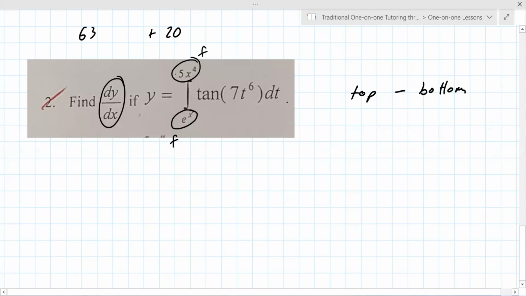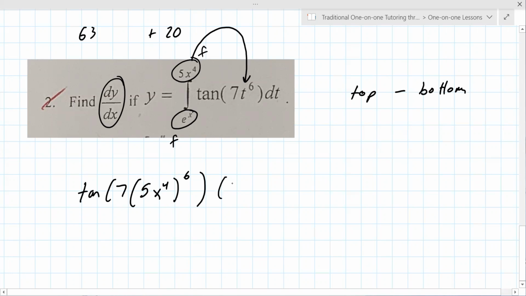But you take whatever the top is and you plug it in for the variable. So this becomes the tangent of 7 times 5x to the 4th to the 6th power. But there's more. The first thing is you put that in for t, whatever the variable is. Then you multiply by the derivative of this top function, which is 20x cubed. And that represents the top.